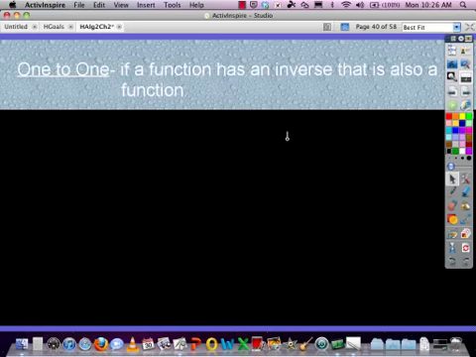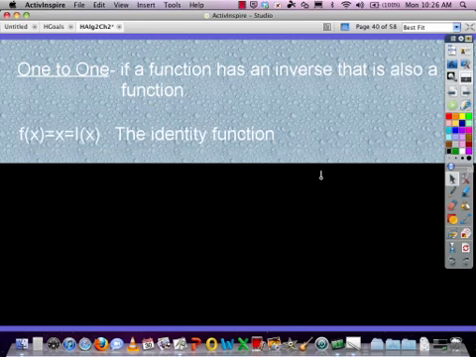There are a couple other combinations before we go on to some practice problems. Vocabulary. If you have a function that is said to be one-to-one, you can see the inverse is also a function. So if you have something that is a function, an equation, a graph, a set of word pairs, then its inverse must also be a function in order for it to be a one-to-one function.